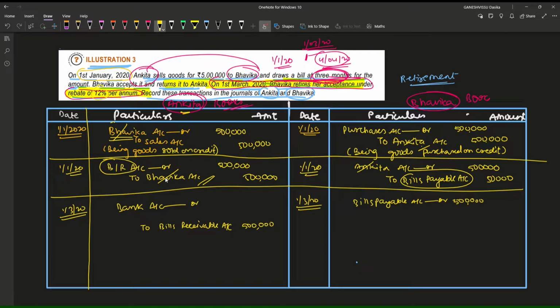That means a huge amount or a simple amount may also be passed through cheques only. So we can go directly for bank account debit, and we are going to allow some discount, so discount allowed account debit, to bills receivable account. Here in this case, we are going to pay some amount to the bank account, and to the discount received account we can have here.